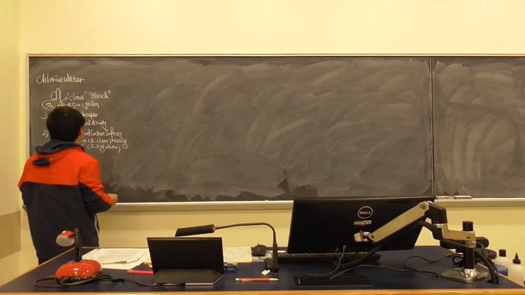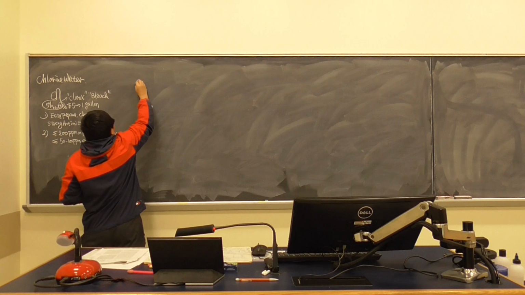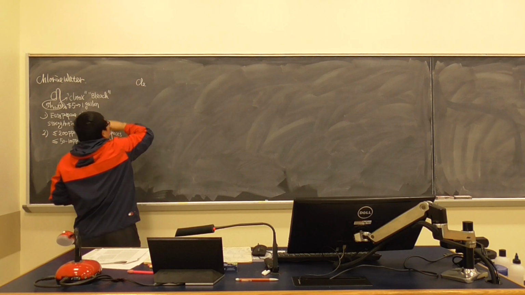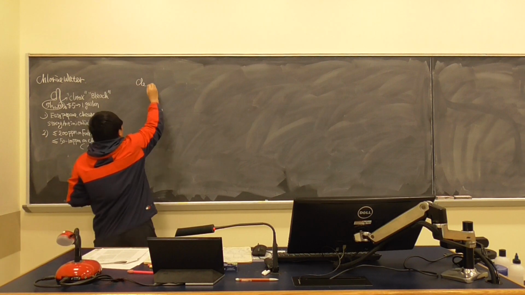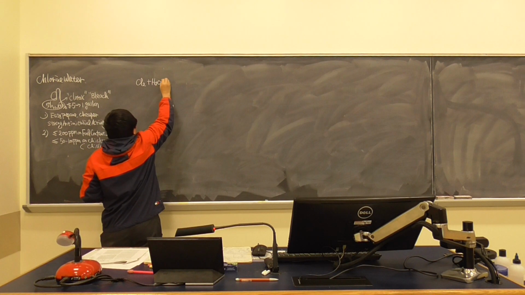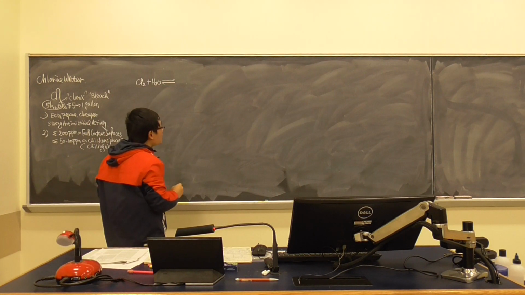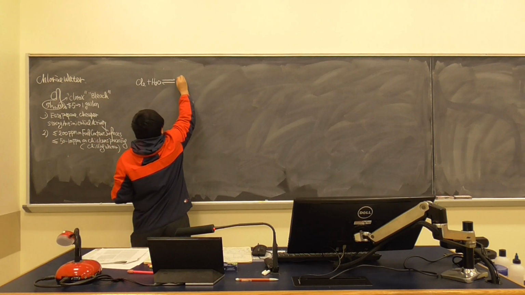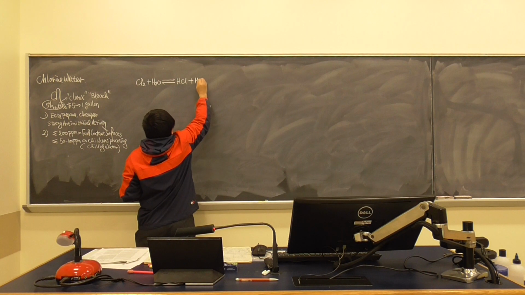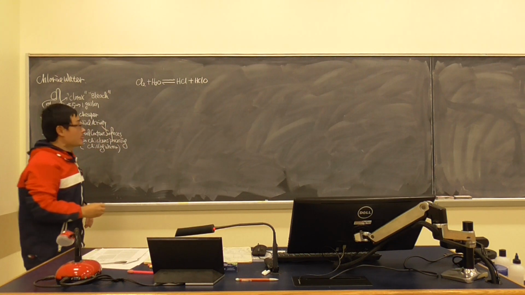So what are the major components of this chlorine? We're going to draw the equation here. Cl2. If Cl2 dissolves in the water, a very simple reaction happens. That is even in the high school chemistry book. HCl and HClO. There are two acids generated.